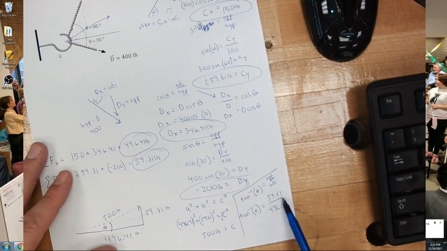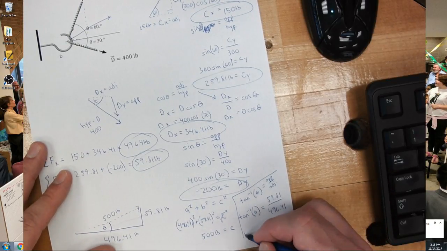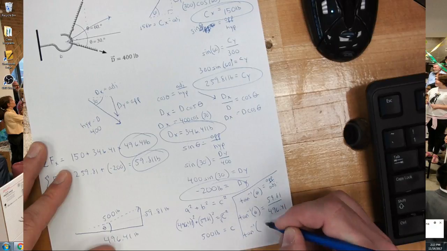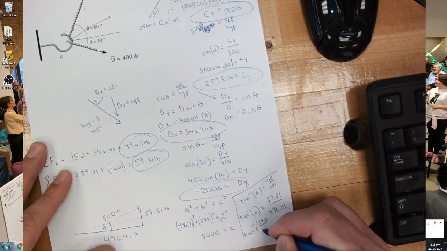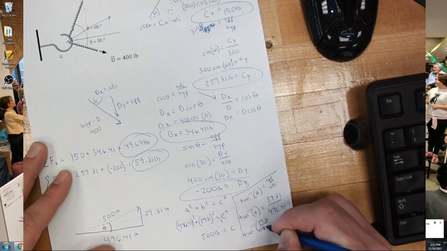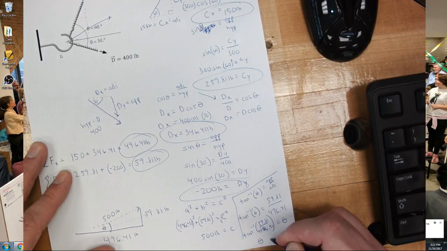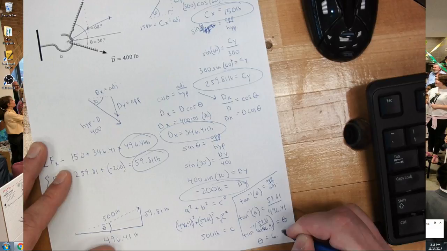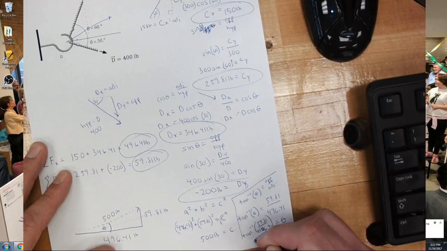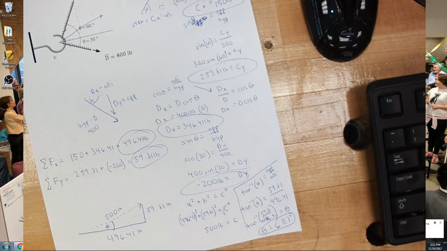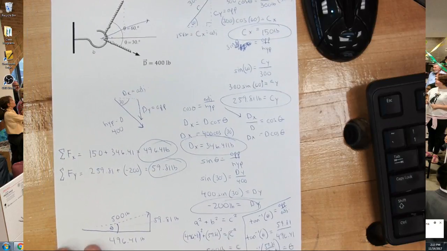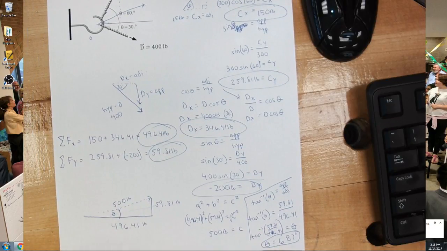Now I'm going to take tangent inverse in order to solve. Tangent inverse of 59.81 divided by 496.41 equals theta. Theta equals 6.87 degrees. Now I'm done. Yeah, you can use tangent.